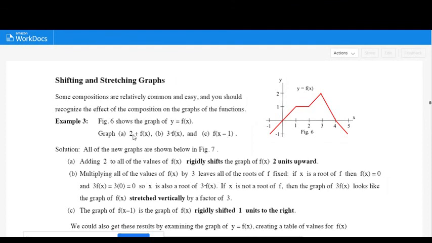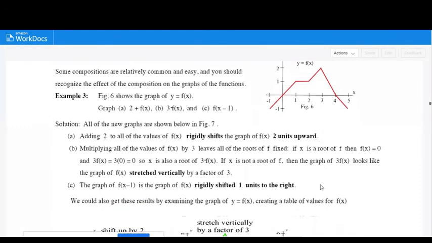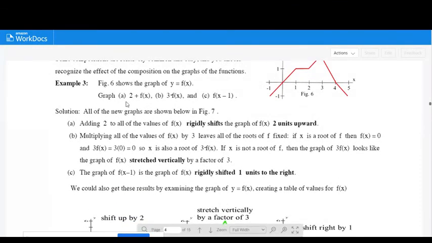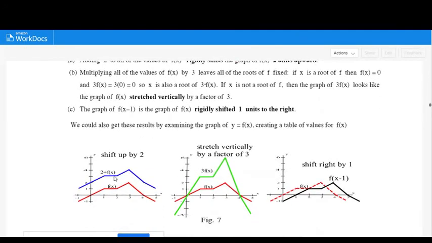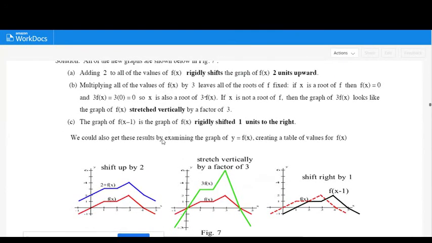Yan. So first is the graph of 2 plus f of x. So kung 2 plus f of x na yan, if you are to make a table and then use the numbers from negative 5 to positive 5, then you see, ito yung magiging graph niya. Yan. So, nag-shift siya. The graph rigidly shifts the graph of f of x 2 units upward.